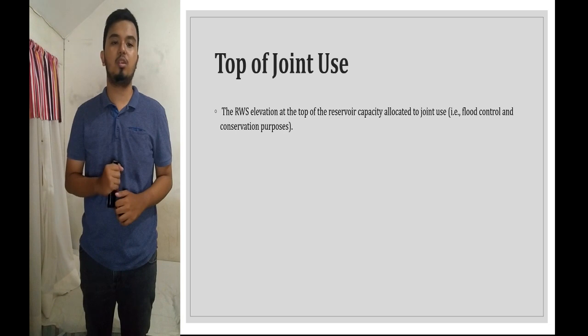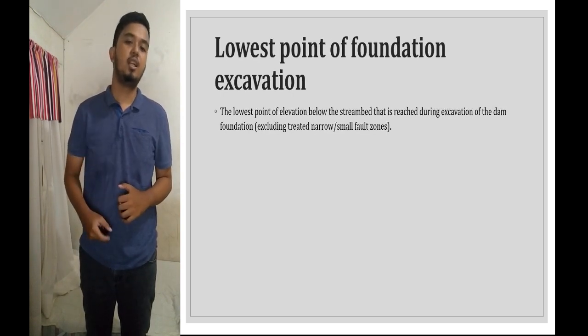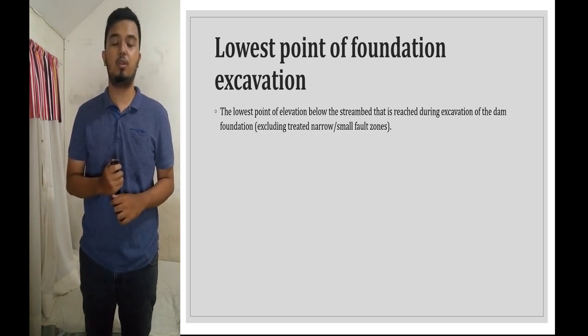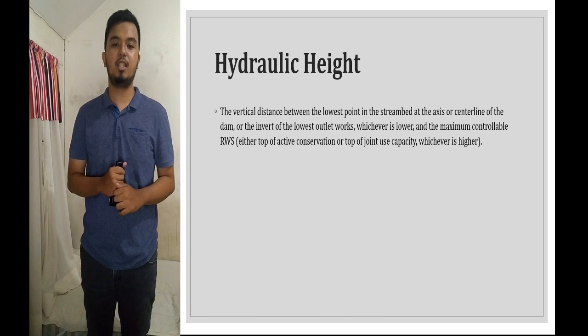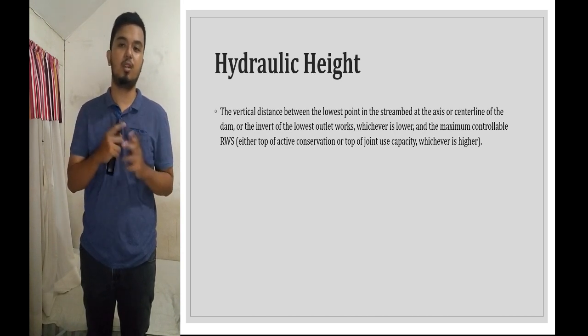Top of joint use. So the RWS elevation at the top of the reservoir capacity allocated to joint use, flood control, and conservation purposes. Next is the lowest of foundation excavation. The lowest point of elevation below the stream that is reached during excavation of the dam foundation, excluding treated narrow and small fault zones. Hydraulic height. So the vertical distance between the lowest point in the stream at the axis of the centerline of the dam or the invert of the lowest outlet works, whichever is lower, and the maximum controllable RWS, either top of active conservation or top of joint use capacity, whichever is higher of the two.